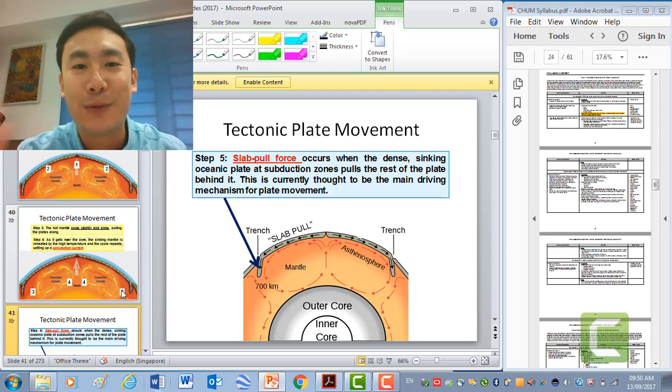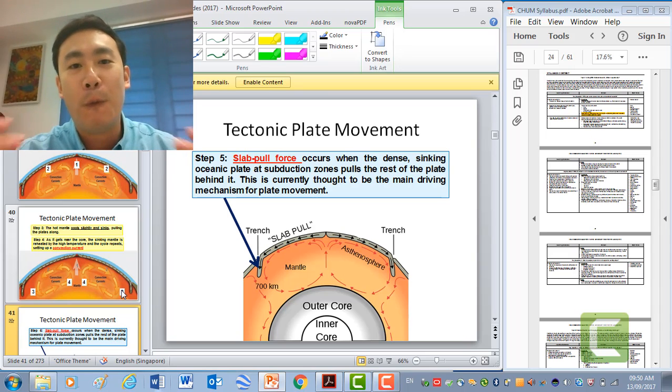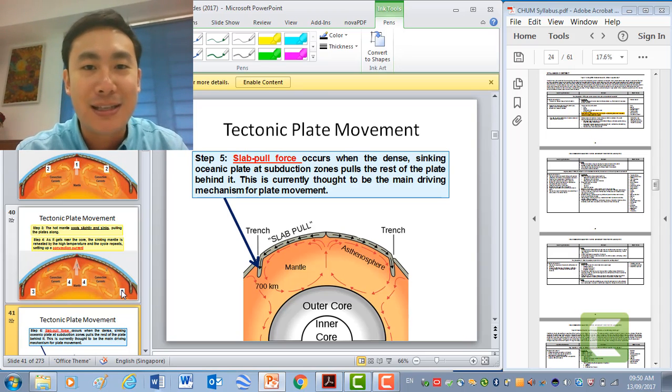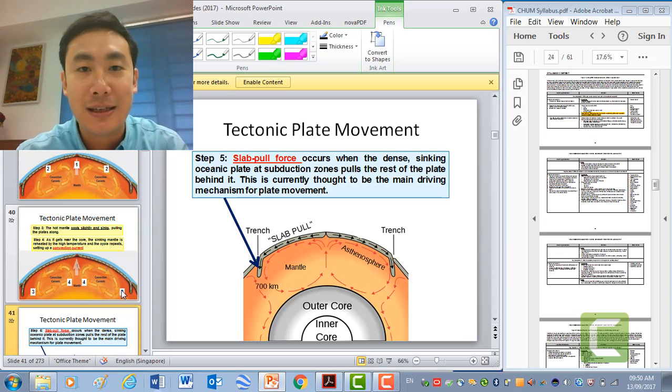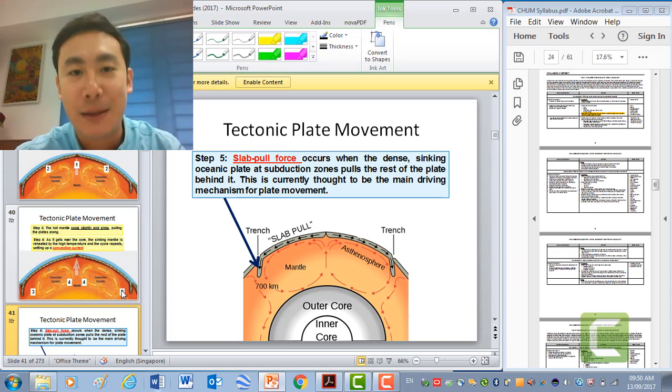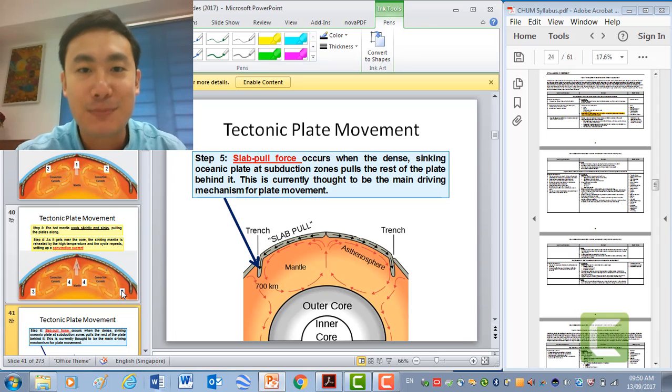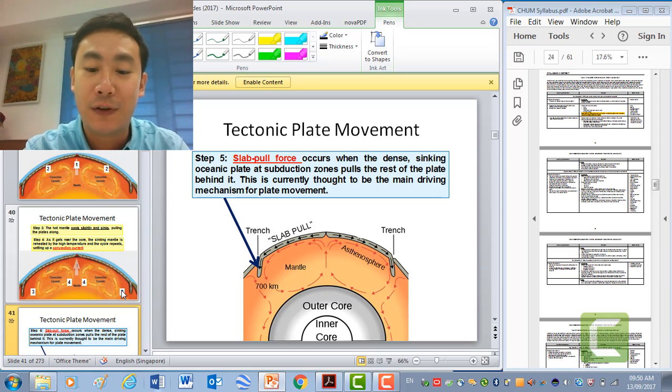All right? So if the question comes out about why do plates move, how do plates move, explain the movement of plates, right? Well, the answer is convection current and slab pull force. And these two things must be in your answer, all right? And that's all for this video.